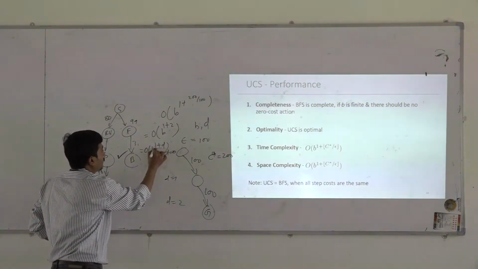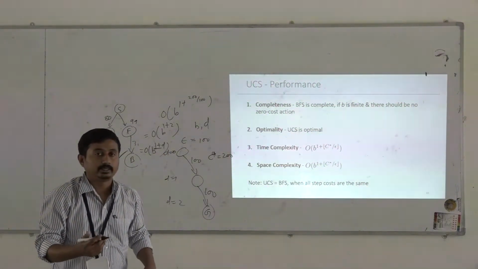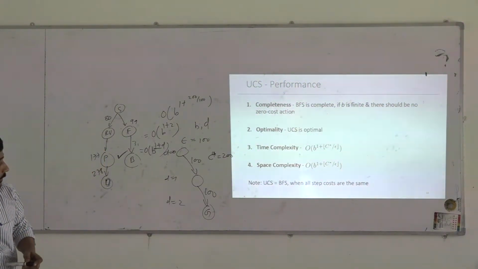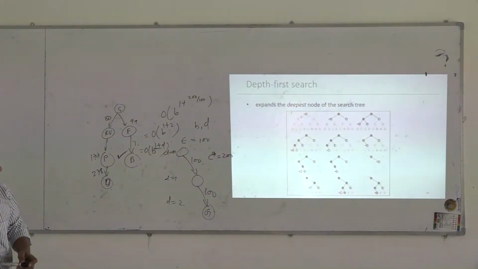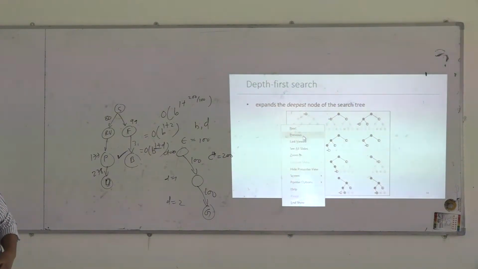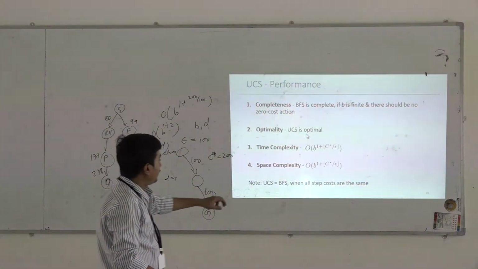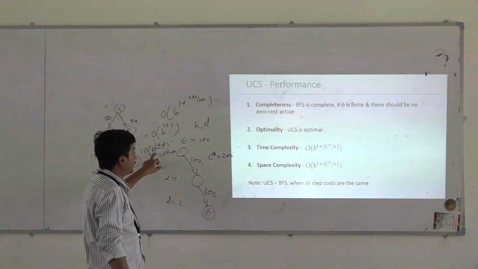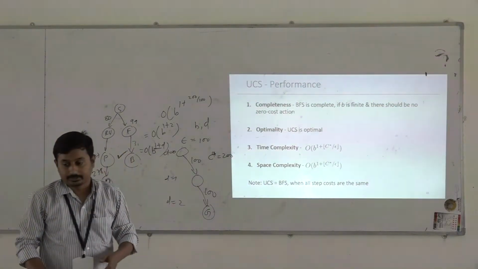And why is it 1 plus? Because we are applying the goal test at the time of expansion, as you have seen in the case of BFS. So UCS equals BFS when all step costs are the same, but the difference is its complexity will be higher.